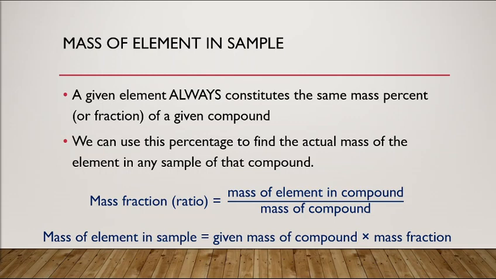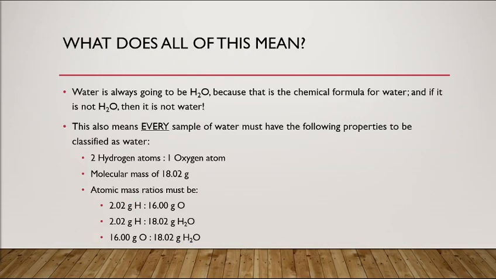And so I show these two equations here. Don't freak out. I'll explain them more in these next two slides. But the mass ratio of whatever element you're looking for is going to be the mass of that element in the compound over the mass of the total compound. And same deal with the mass of the element in the sample. If you have that mass fraction, or in this case, if you know the percentage of that element inside of that compound, you multiply it by the given mass of the compound and you have the mass of the element. I know it seems kind of confusing, so let's look at this example right here.